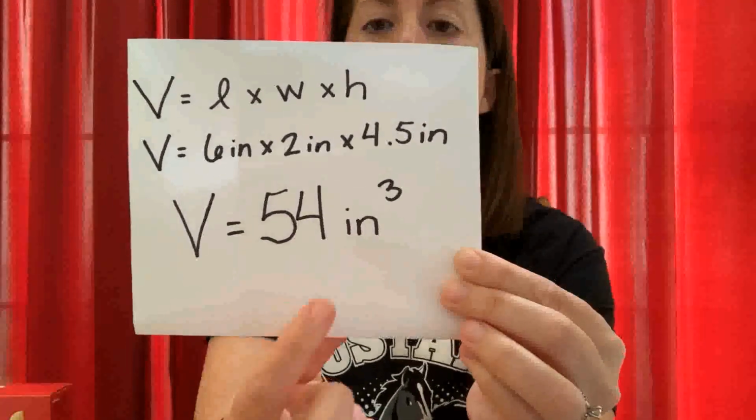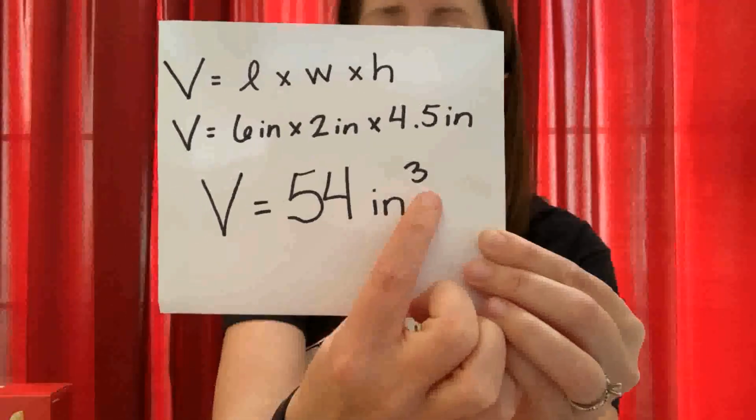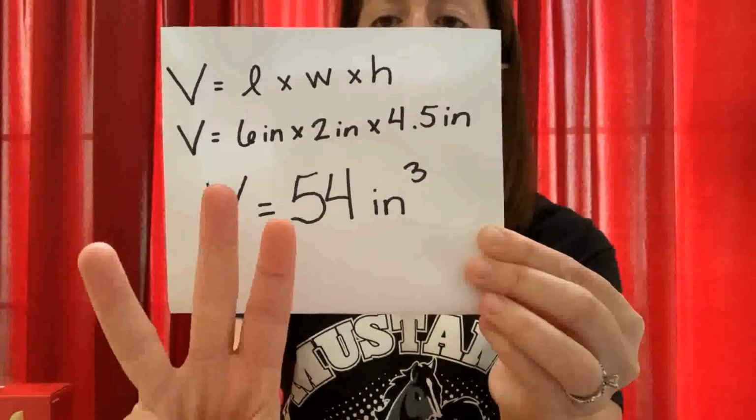Now you have to make sure that you include this 3 as your exponent because that tells you that you're doing volume. What that means is I have 3 dimensions. I have my length, I have my width, and I have my height. If you do not include those units, we're not going to know that it's cubic units. So make sure that you include that tiny little 3 in your exponent.